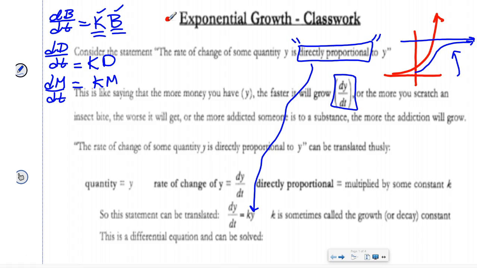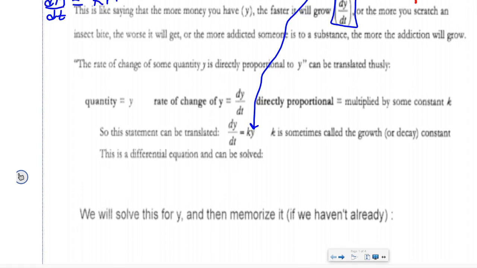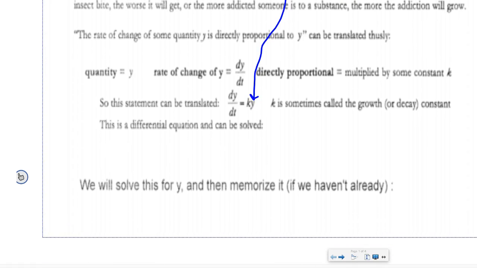So, the key phrase in this is directly proportional to. That means multiplied by some constant k, and we call this k the constant of proportionality. So we're going to have two constants in these scenarios, an integration constant, which we're going to call c like we always have, and a constant of proportionality that we call k.